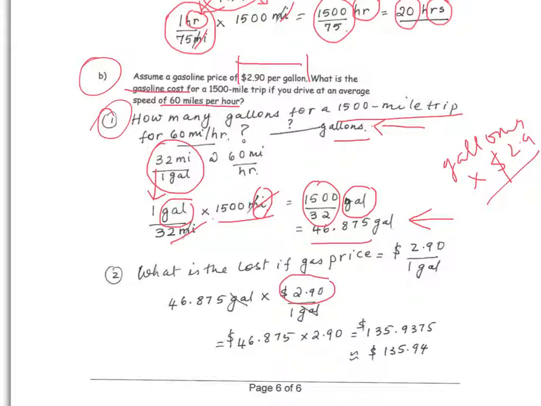So 46.875 gallons times $2.90 per, so divided by 1 gallon. So the gallons get cancelled. So basically we multiply these two numbers to get the dollar amount, and that is $135 and about 94 cents. So that's the total cost of the 1500-mile trip if we went 60 miles per hour.